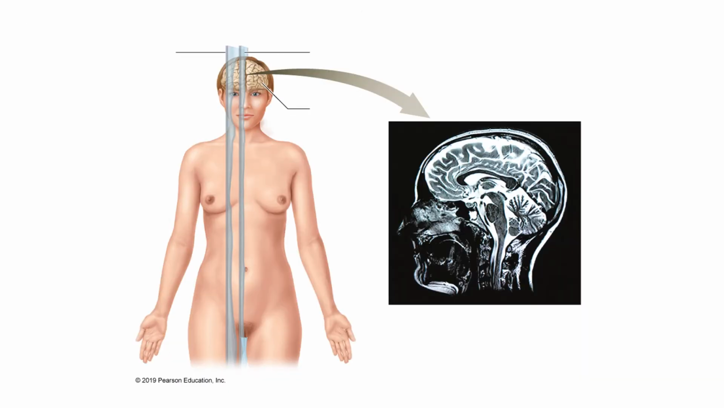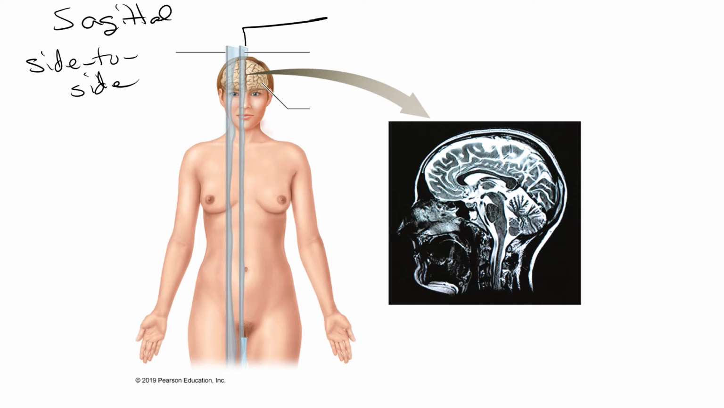When talking about planes and sections, or planes of sections, the first one is when you divide the body side to side. That's called a sagittal section. So you divide the body side to side. And if you go right down the midline of the body, that is called a mid-sagittal section. Or you may see it without the hyphen, mid-sagittal.